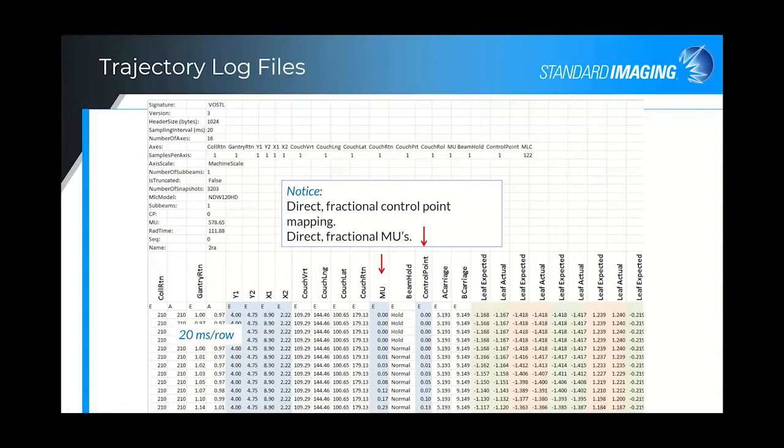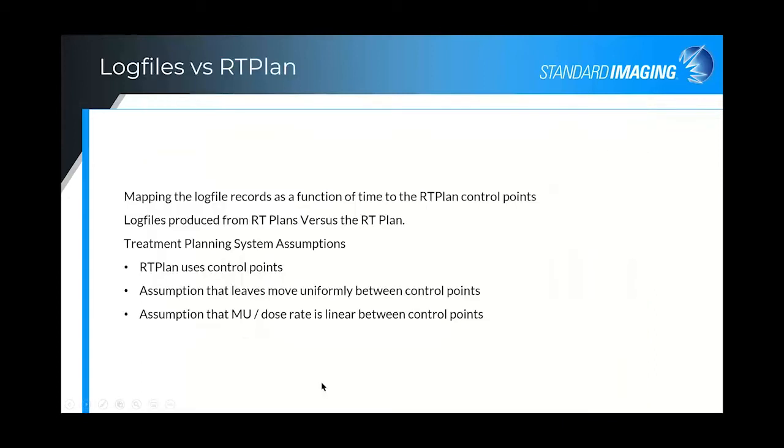Next is a sample of a trajectory log file. This type of log file is much easier to map and match to the RTPlan control points. There's a direct fractional control point mapping, as well as fractional MUs. And here each line is specified on a 20 millisecond increment. And you can see the types of parameters that are logged.